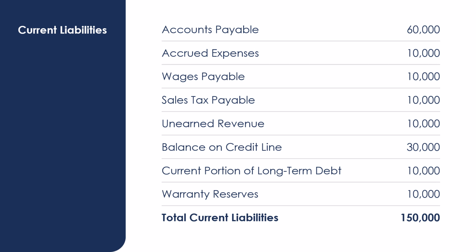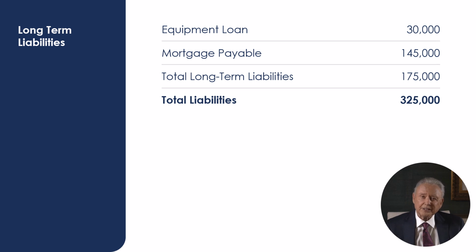Warranty reserves, $10,000. If we sell a product or service, we may offer a warranty. Consider a car manufacturer that offers a warranty, 3 years or 30,000 miles. The sale happens this year, so we charge this year's income statement for 1/3 of the cost. The rest goes to future years. Total current liabilities, $150,000. Here we have an equipment loan of $30,000. Mortgage payable, $145,000. Total long-term liabilities, $175,000. Total liabilities, $325,000.